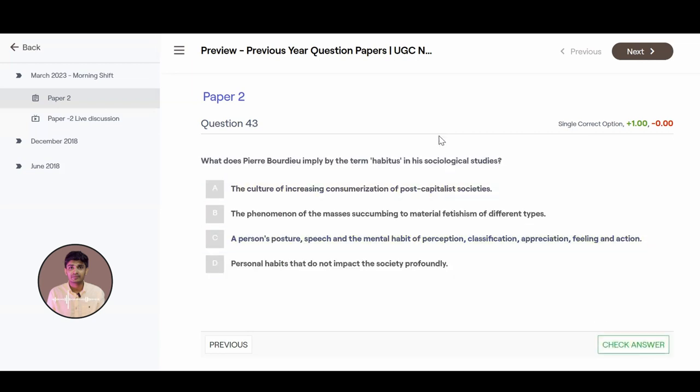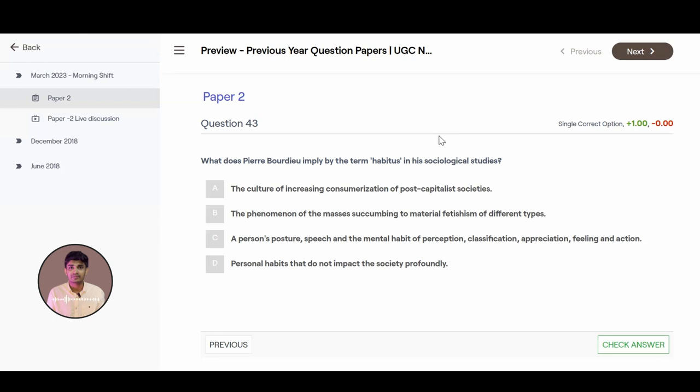43. What does Pierre Bourdieu imply by the term habitus in his sociological studies? Before we try to solve the answer, I'll tell you what habitus is. What Bourdieu is trying to argue is that the character, let's take me as an example, my character, my behavior, everything is shaped by my environment: the place I am living, the kind of people that I'm meeting, the kind of exposure that I'm getting, my school, my college, my social setting, everything. All these things contribute to my behavior. Me, the person, is built by my habitus.